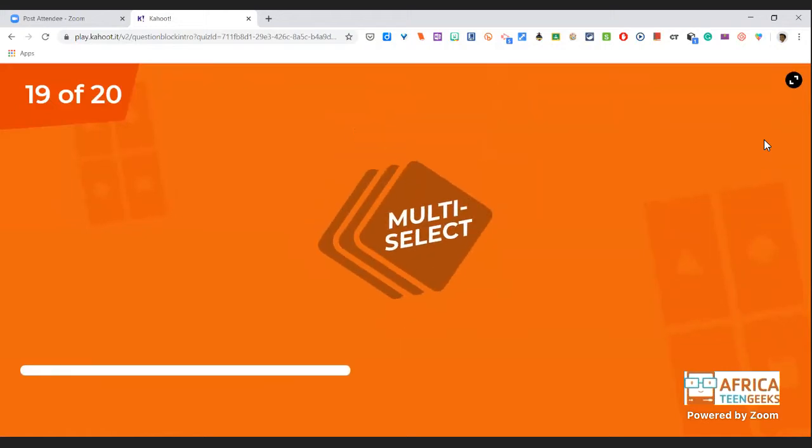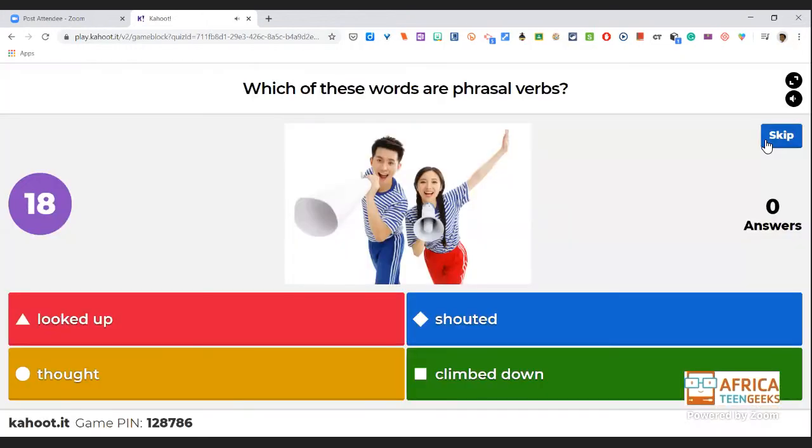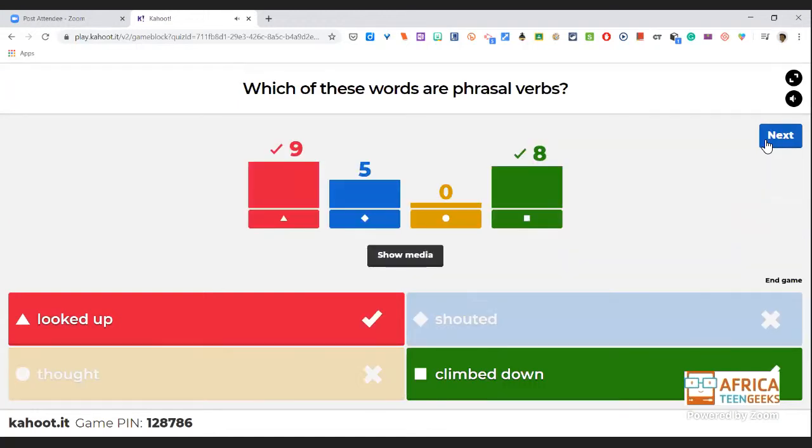Right, the second last question. There might be more than one answer here. Which of these are phrasal verbs? So remember, you might have to choose 2 or 3 or 4. Aha. Okay, good. So there were 2 phrasal verbs. So hopefully you clicked on both. One was looked up and the other was climbed down.